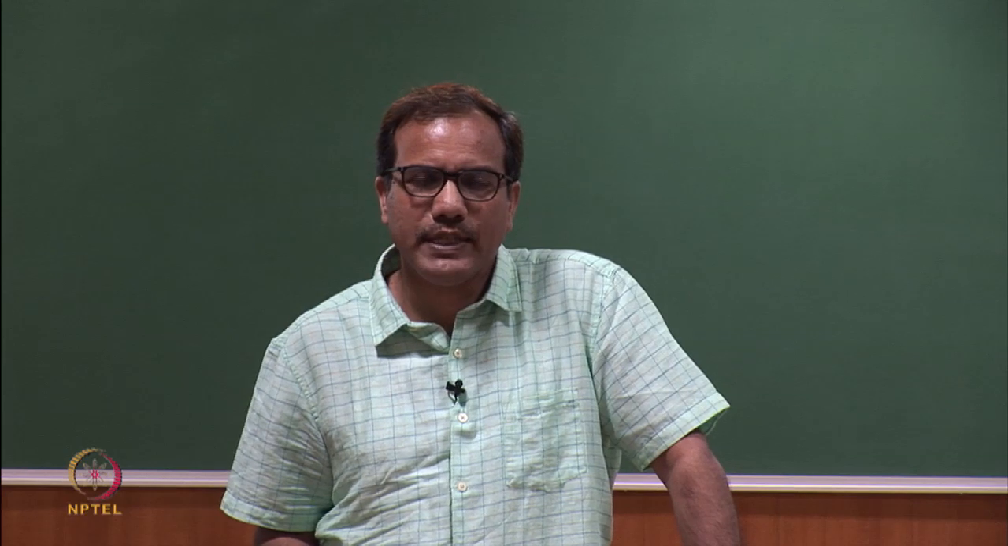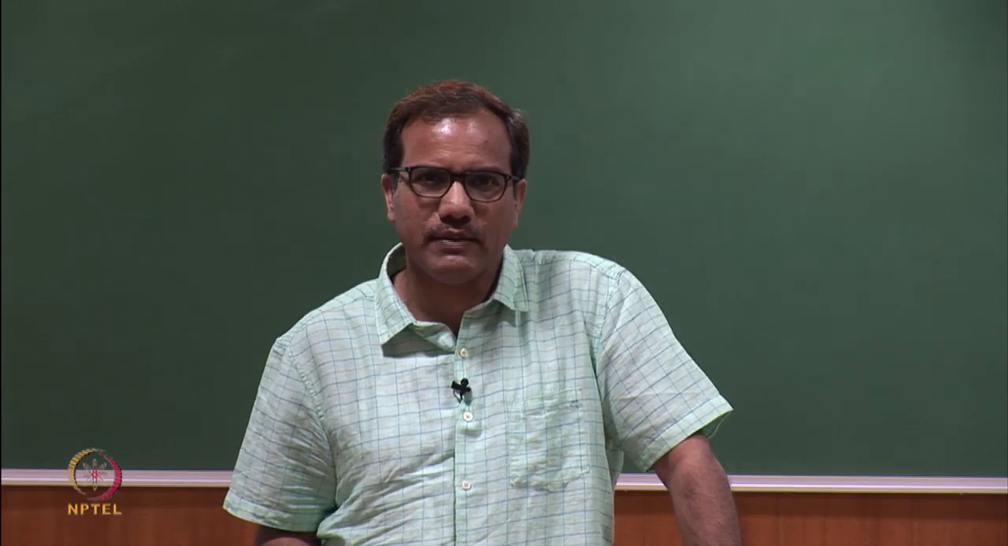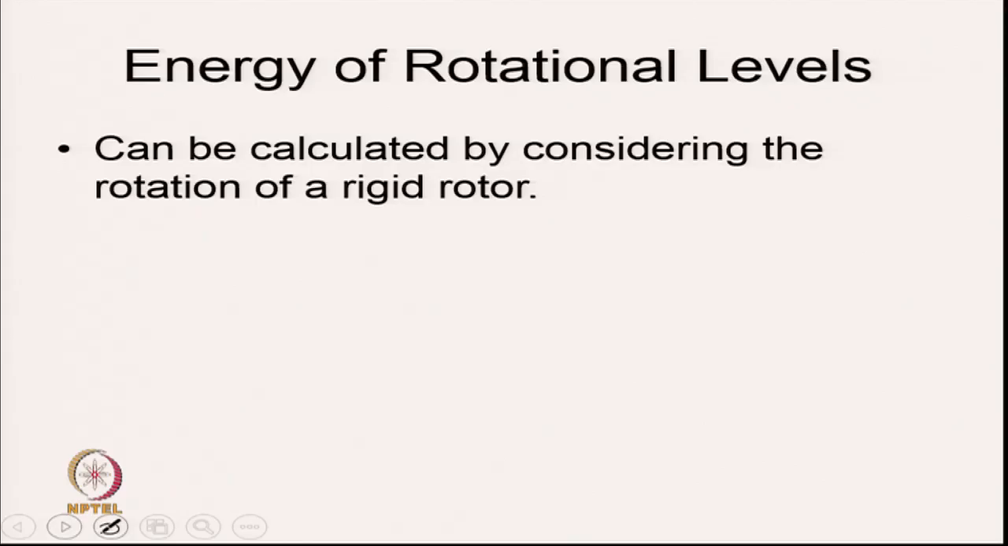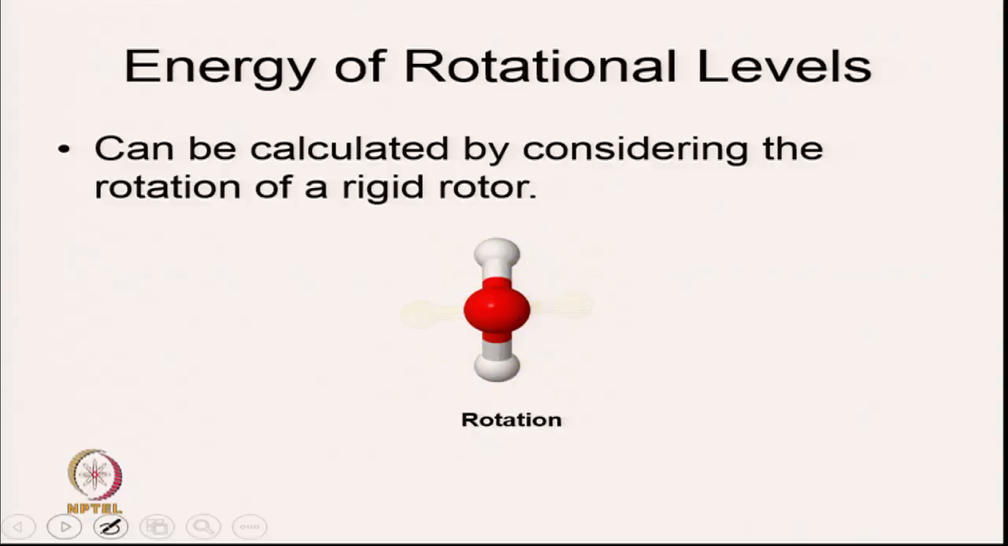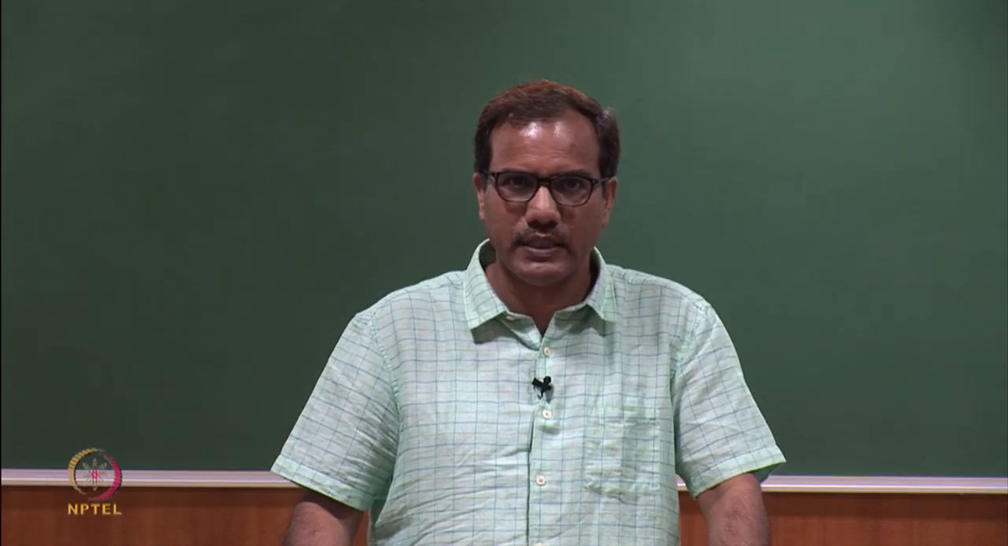So, we can calculate the energy of a rotational level by considering the rotation of a rigid rotor. This is your rotation, and here we are assuming the molecule is a rigid rotor, and now we are going to solve the Schrödinger equation corresponding to rotational motion to get the energy of rotational levels. First, we will try to simplify it. We will just look at rotation in two dimensions.